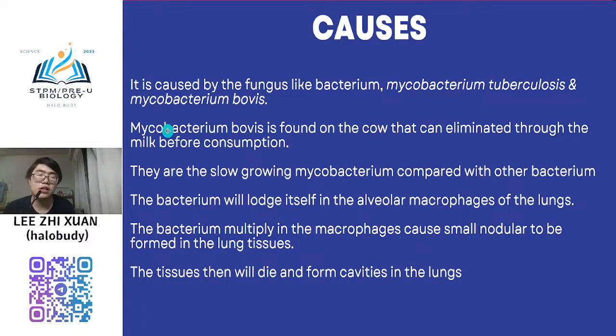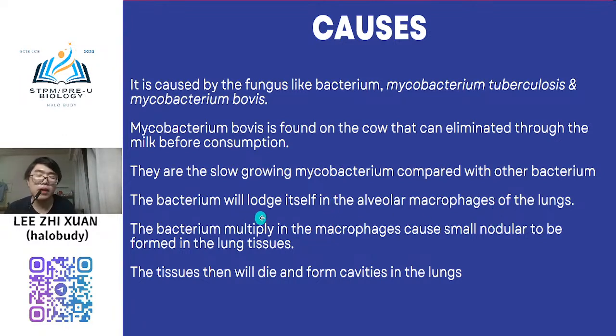One of the pathogens is Mycobacterium bovis. They are slowly growing mycobacteria compared with other bacteria. The bacteria will lodge itself in the airway macrophages of the lung and infect the lung. Similar to COVID-19, COVID-19 also infects the lung. So this one also infects the lung.